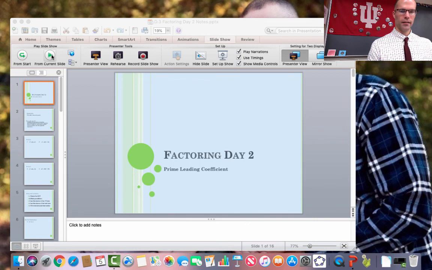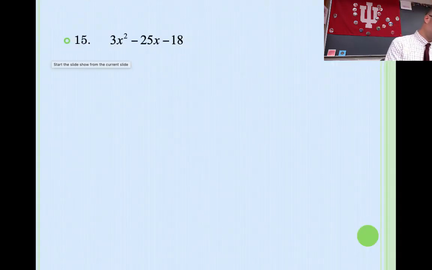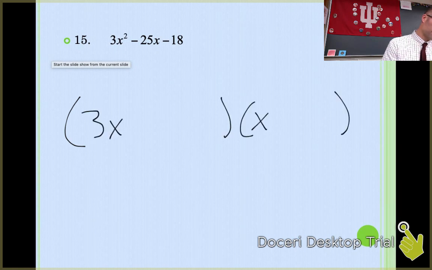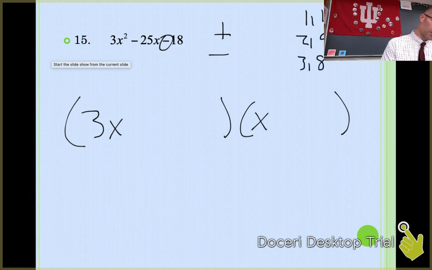All right, and then last but not least, number 15, GCF. Nope, don't have one. So 3x here, 1x here. C-value sign is negative, so 1 positive, 1 negative. I don't know where they go yet. 18, you got 1 and 18. You got 2 and 9, and you got 3 and 6. Now remember, I got to multiply one of these by 3. So 3 times 18, that's going to be way too big.